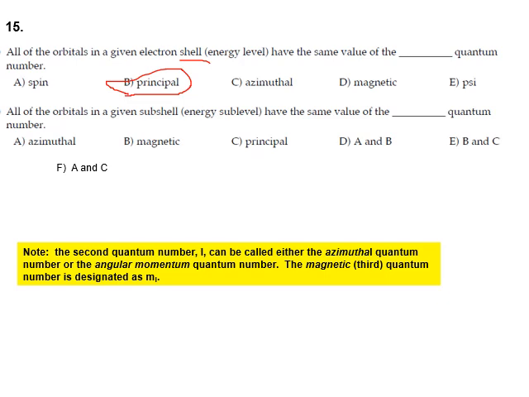The second part says all the orbitals in a given subshell. So this is going to be like your L number, like your S, P, D, or F. Okay, so those are going to also have the same principal number. If they're in the same principal shell, then they're going to have the same principal number, but they're also going to have the same angular momentum, or L number, because they're in the same subshell. So the answer is going to be, it's A is true.